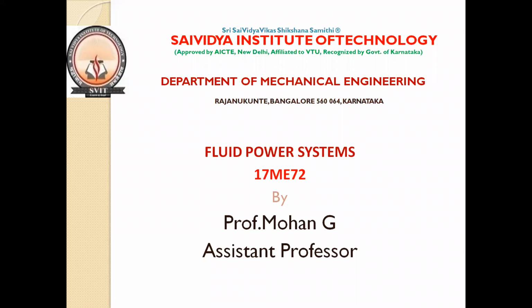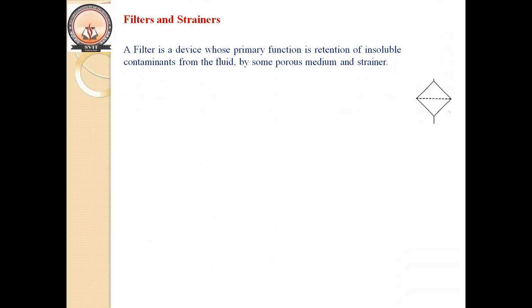Hi, I am Mohan. In this video, I'm going to explain the types of filters used in the fluid power system or hydraulic system. We know that filters are devices whose primary function is retention of insoluble contaminants or unwanted particles from the fluid by some porous medium and a strainer.